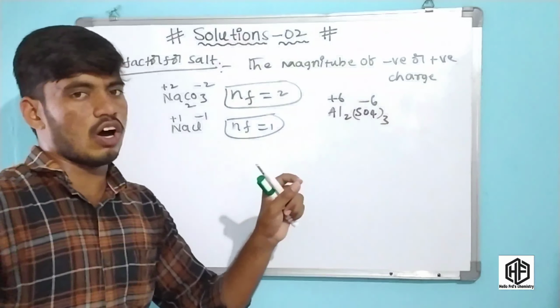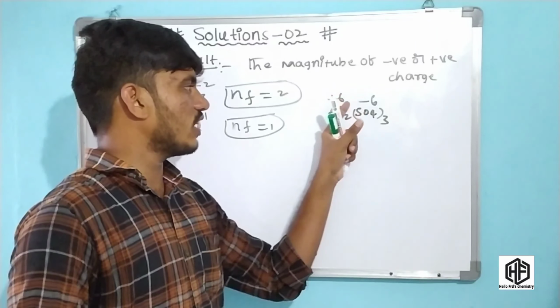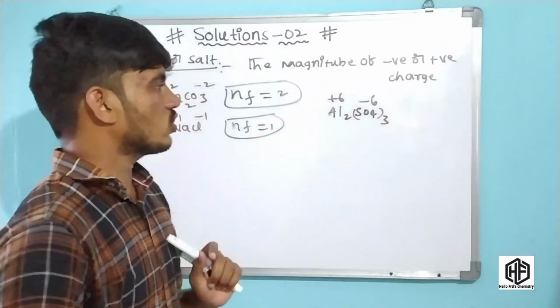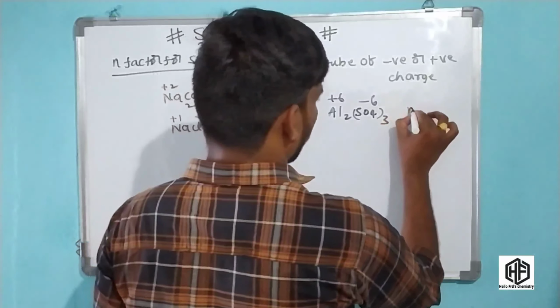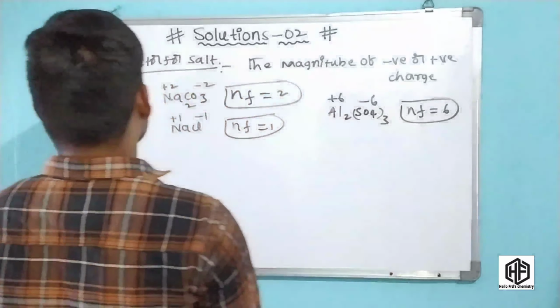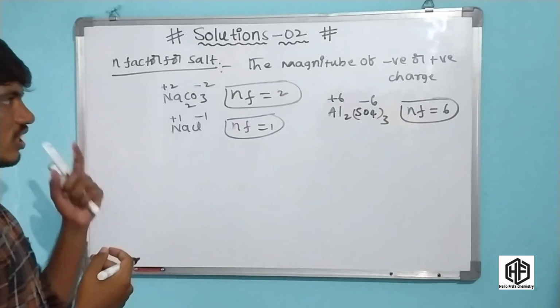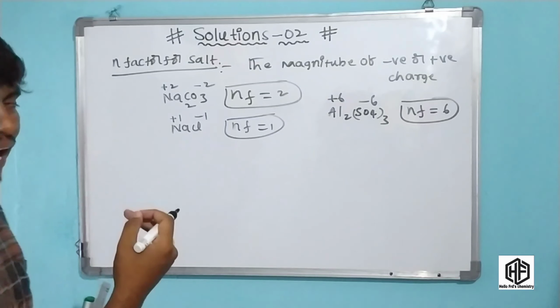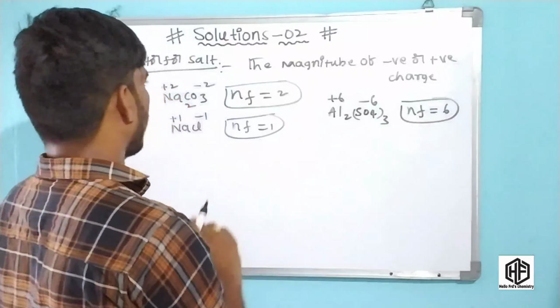The magnitude of positive or negative charge is equal for positive and negative. This is called the n factor. The n factor value of this salt is 6. Okay friends, in the case of calculating the n factor of a salt, the calculation of n factor is the magnitude of positive or negative charge. This is the n factor.